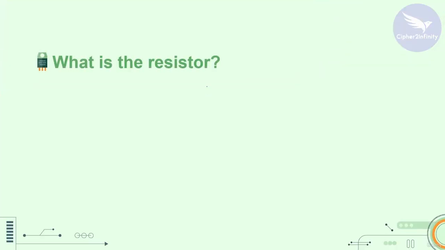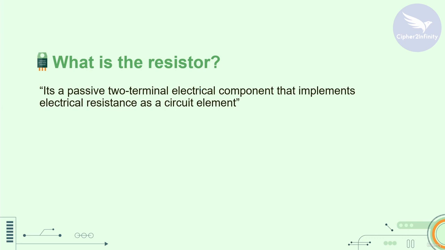I am sure you know what a resistor is, so I will not emphasize the definition. Rather, I will focus on the important things about resistors that will actually help you while designing a circuit. But quickly, a formal definition: a resistor is a passive two-terminal electrical component that implements electrical resistance as a circuit element. That's the definition from Wikipedia, which tells us the main function of a resistor is to provide resistance in the electrical circuit.